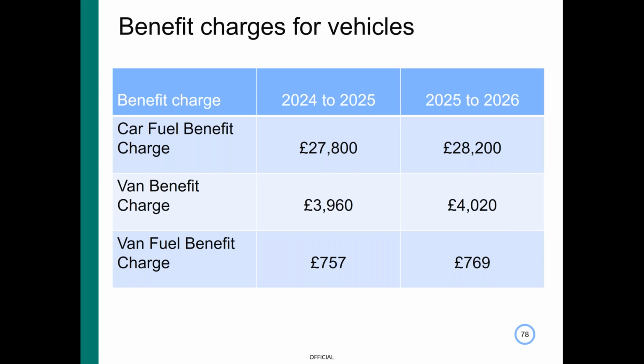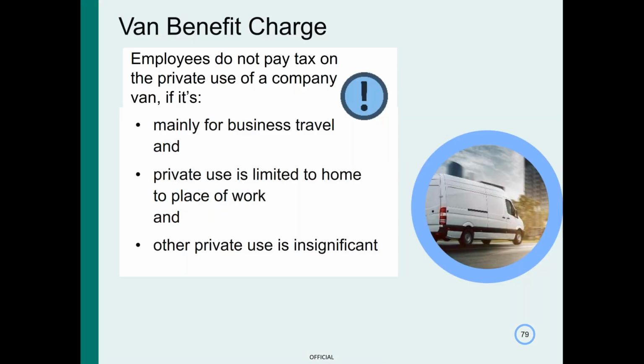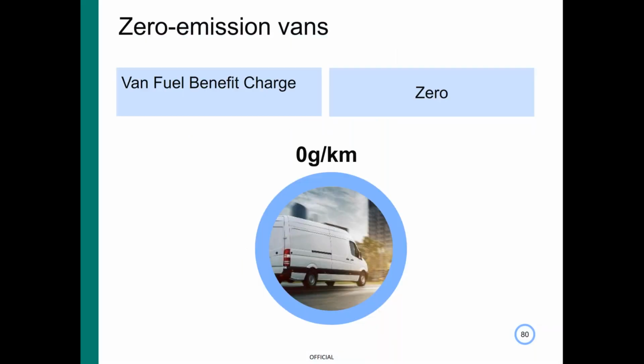Employees do not pay tax on the private use of a company van provided they have the van mainly for business travel, and their private use is limited to journeys to and from home to their place of work, and their other private use is insignificant. Since 6th of April 2021, the van benefit charge has been zero for vans that produce zero carbon emissions.